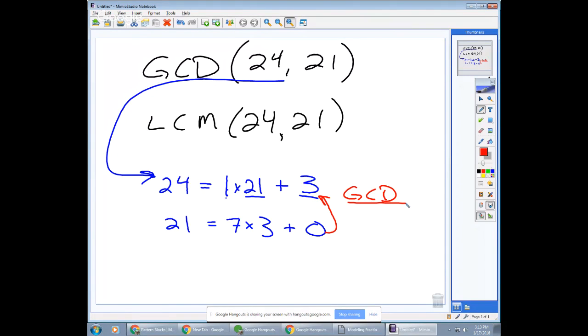And you could either write your division this way, or you could write it long division style, whichever you prefer. For some reason, I like to write it this way. Now, once I have that, I can use another fact that if I have 2 numbers, their product is the same thing as the product of the GCD and the LCM. So in other words, if I know the GCD, then all I have to do is take my 2 numbers, 24 times 21, multiply them, and divide out the GCD, and then whatever's left has to be the LCM.